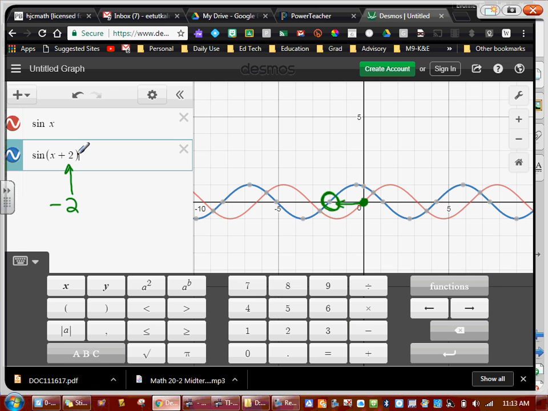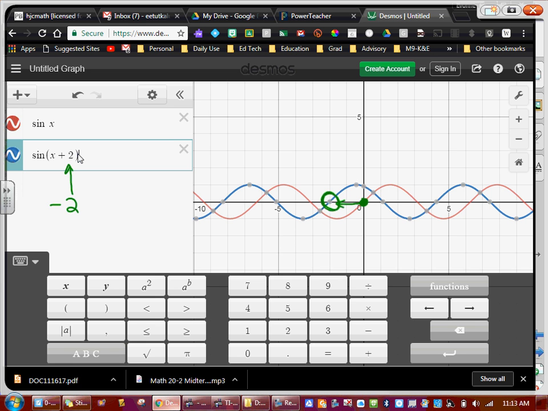It moved the wave. Any questions about what that c value is going to do? What if I put a negative in the bracket? What do you think it's going to do? It's going to go to the right, exactly. So you're going to go the opposite direction. All right, let's take a look at what that d value does.